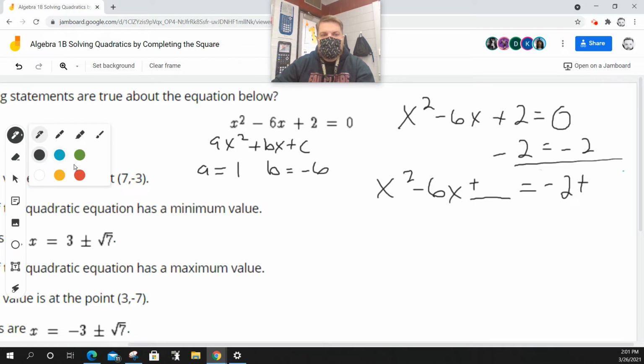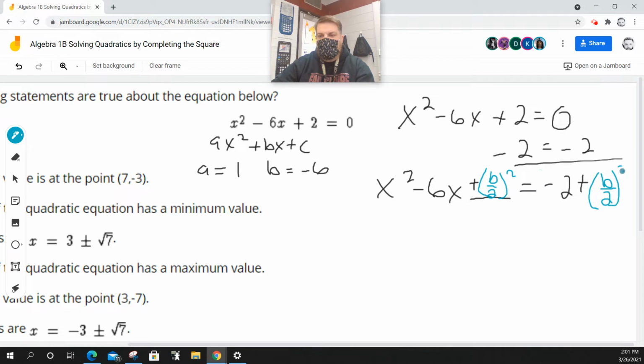Yeah. All right, so now the next thing I'm going to do is I'm going to take b over 2 and square it. And whatever I do on one side, I got to do on the other side. So one half of b squared. Well, what's b? Well, that's negative 6 over 2. Well, what's negative 6 over 2 reduced down to? Negative 3 squared. So this becomes negative 6 over 2, and you square that. Okay?